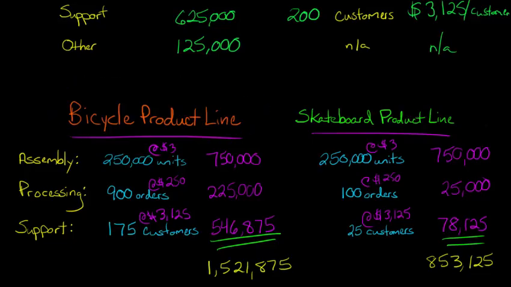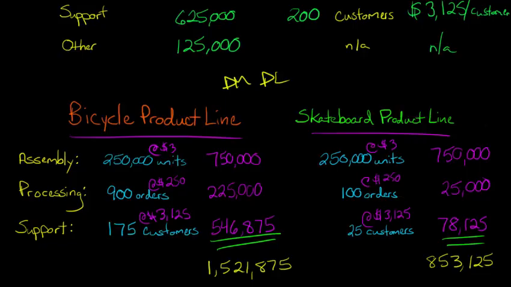Now, we see this number, $1,521,875, is almost double the skateboard product line. So now, does this mean that, well, hey, we should drop the bicycle product line altogether or that there's some kind of problem? Well, no, that doesn't mean that. Of course, we have to remember that there's also direct materials costs that are involved. There are direct labor costs that are involved, and we haven't even considered those here, right?